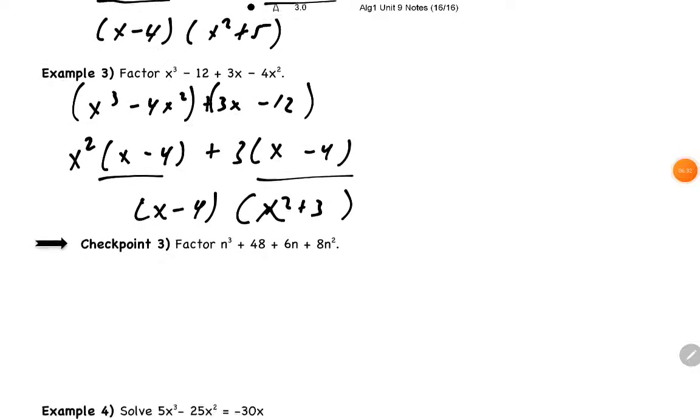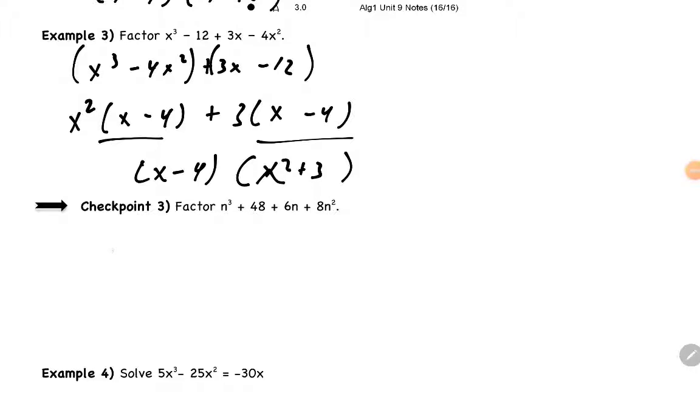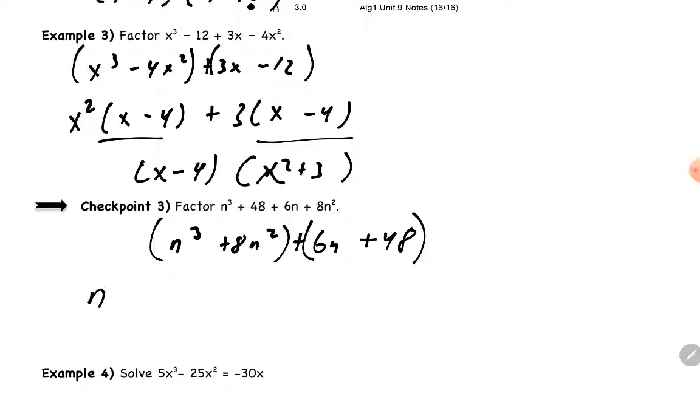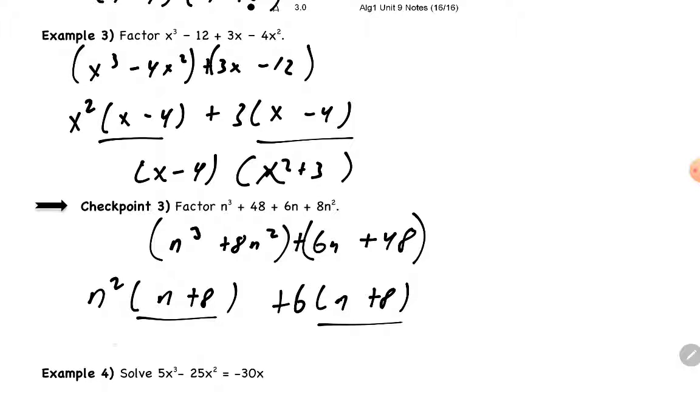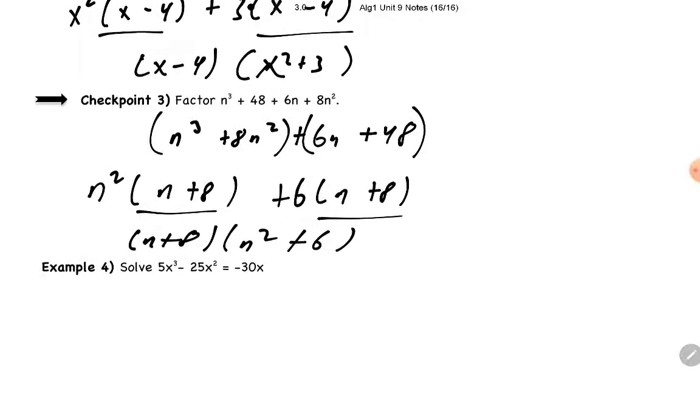Okay, let's do it again. Put things in order. N cubed plus 8n squared plus 6n plus 48. Okay, group. These both share an n squared. And these share a 6. Now they both share n plus 8's. So I'll get n plus 8 times the quantity n squared plus 6. And we're done.